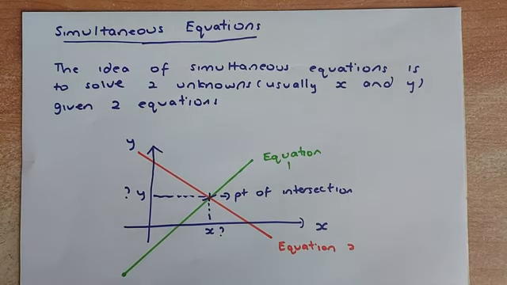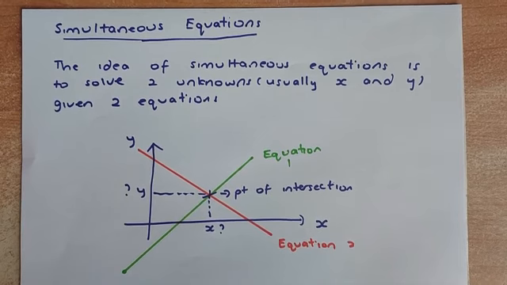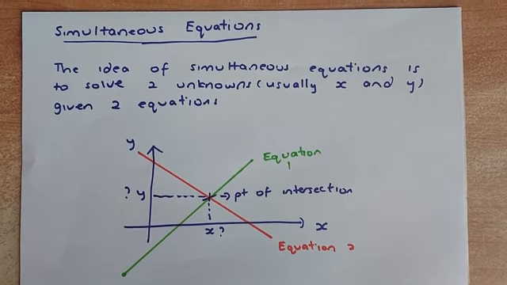Today we are looking at some questions involved in the NCEA Level 1 as well as Level 2. This topic will be called solving simultaneous equations. What is a simultaneous equation? The idea of simultaneous equations is to solve for two unknowns, usually the x and the y, when you are given two equations.